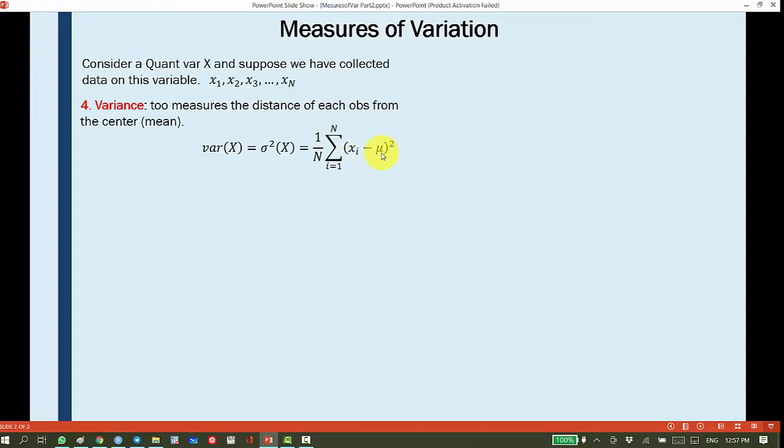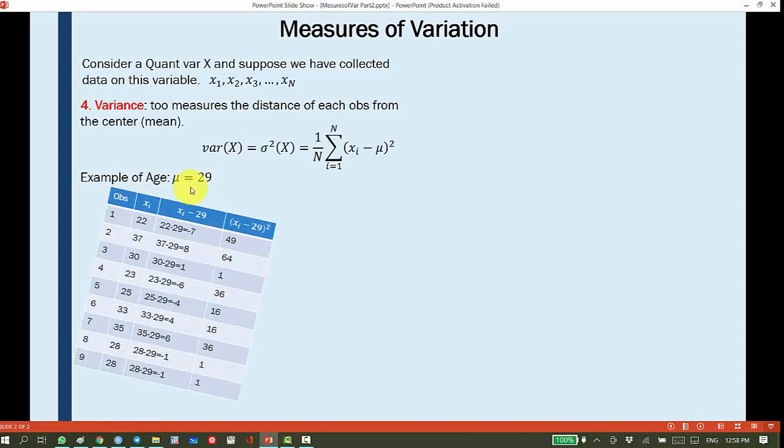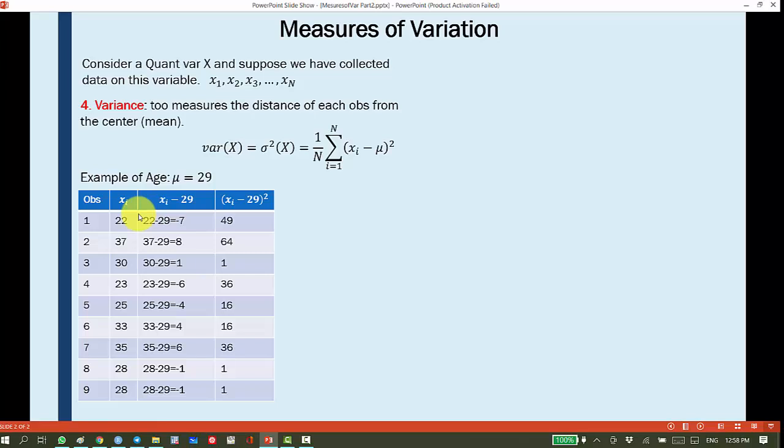For example, consider again the example of age of all 9 employees of a company where the mean was 29. And then we use this table where we have listed observations here in this column. And then in this column, we subtract the mean from each observation, find the difference. And in the last column, we square it. 22 minus 29 is minus 7. Minus 7 squared is 49. 37 minus 29 is 8. 8 squared is 64. The same is applied to all other observations.